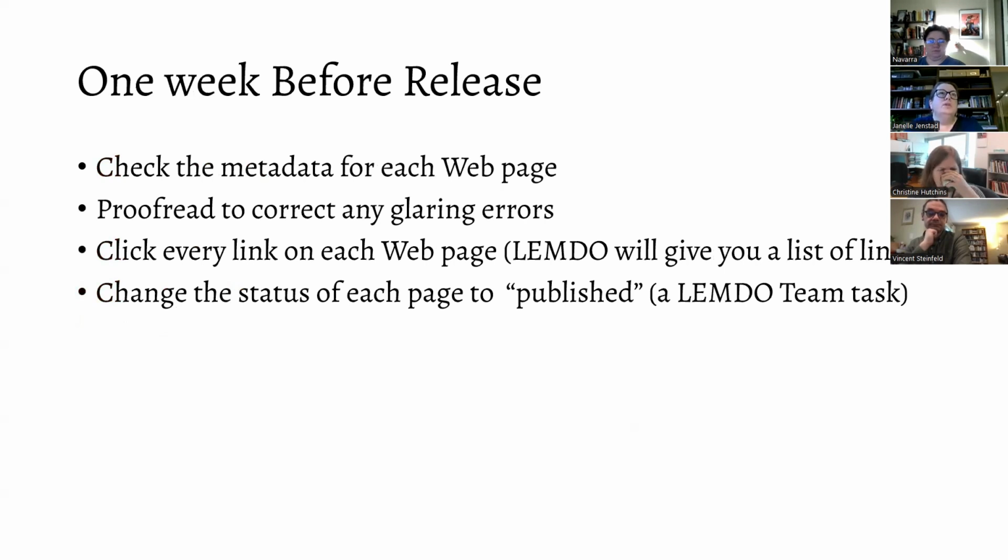One week before the release, you should be checking the metadata for every web page, making sure that it's consistent. Proofread to correct every glaring error. Click every link on each web page. We generate a list of links, and then somebody, ideally an RA, will click on all those links and make sure they actually go to a live location. And then we change the status of each page to published.